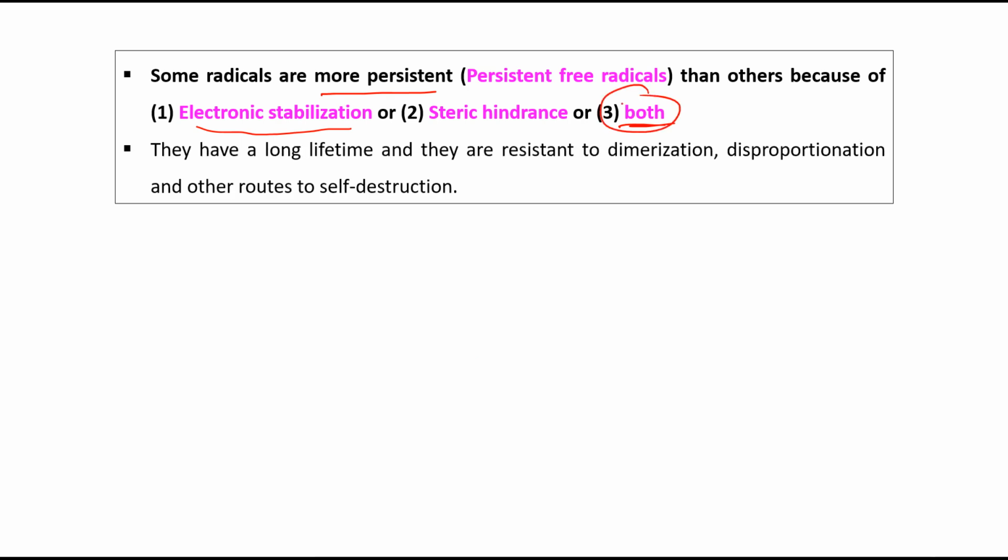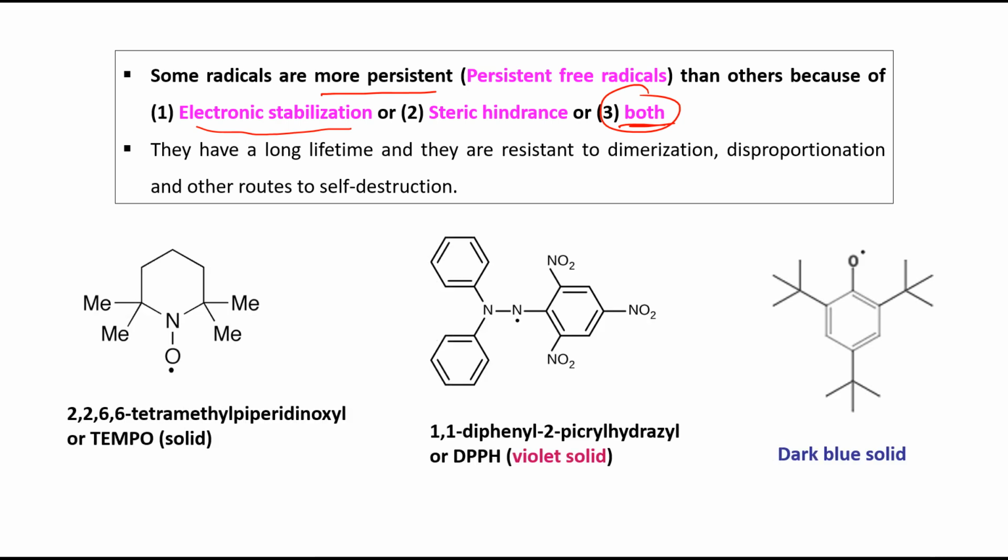So look at these examples. Okay, one more point. They have long lifetime because they are resistant to dimerization. So because of steric factors, they cannot come close to each other. So this is the reason they are resistant to dimerization, also disproportionation, and the other ways by which they can destroy themselves. That is the other routes of self-destruction. So see, these are the examples.